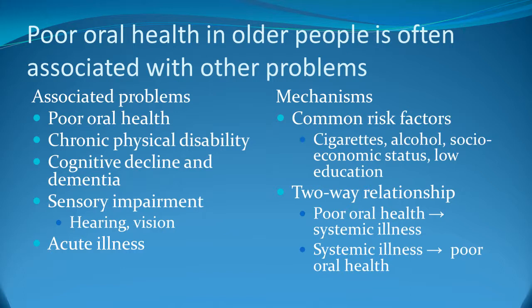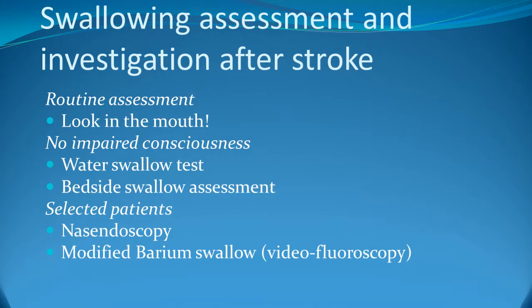Poor oral health, chronic physical disability, cognitive decline and dementia, sensory impairment, hearing, vision, acute illness. Mechanism: common risk factors: cigarettes, alcohol, socioeconomic status, and low education. Two-way relationship: poor oral health, systemic illness, poor oral health. Swallowing assessment and investigation after stroke is the SALT assessment, swallowing and speech and language assessment.